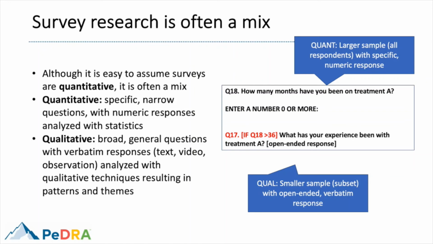And then let's say you want to only get verbatim responses from a subset of those people. So you might choose 36 months as your criteria and ask those people who have been on it for 36 months or greater what their experience has been on treatment A. So this is going to be a smaller sample, and you're going to analyze these responses as qualitative data.